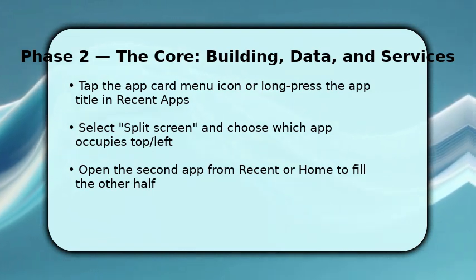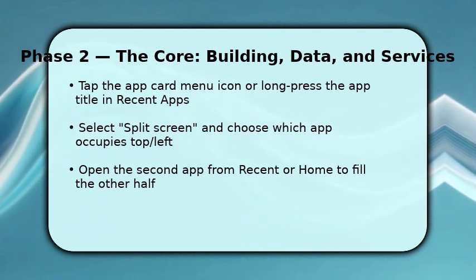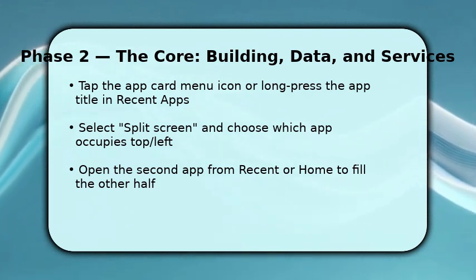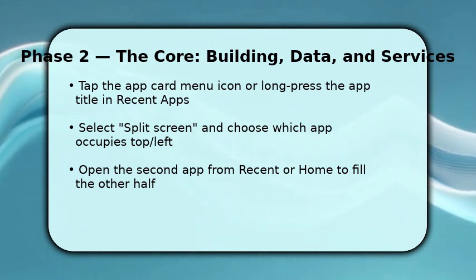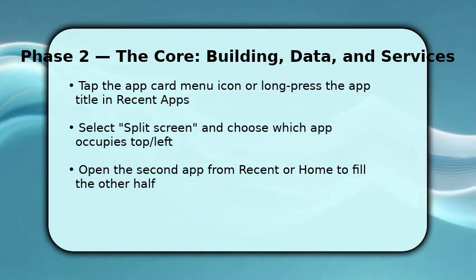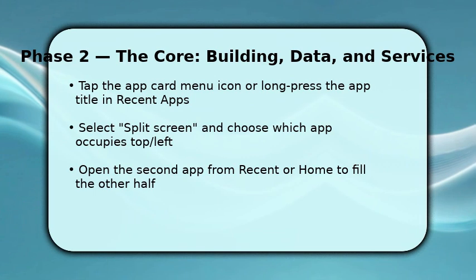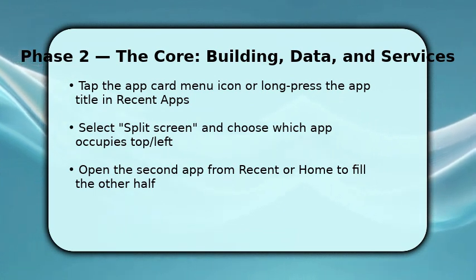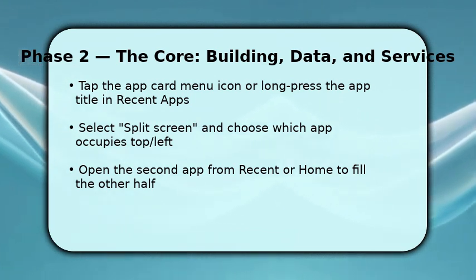Once selected, that app pins to the top or left, depending on orientation, and the Recent Apps view stays available for your second choice. Select the second app from Recent Apps or the home screen. It will fill the remaining space. If you rotate the phone, the layout switches between Portrait 2 stacked windows and Landscape side by side.